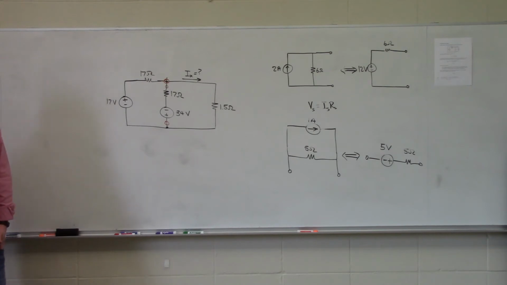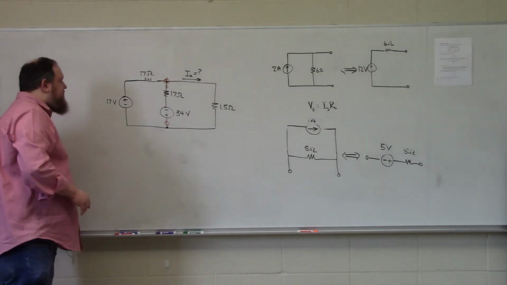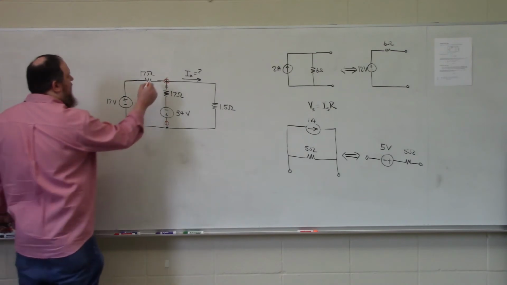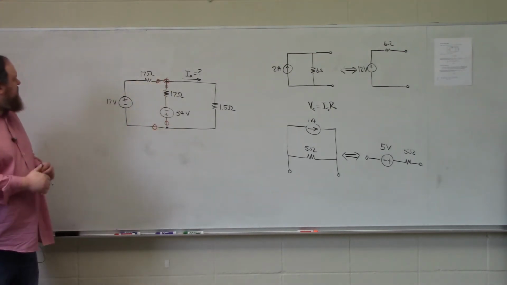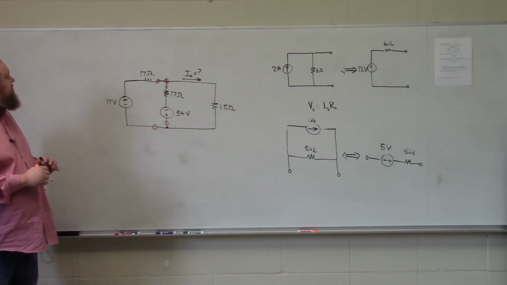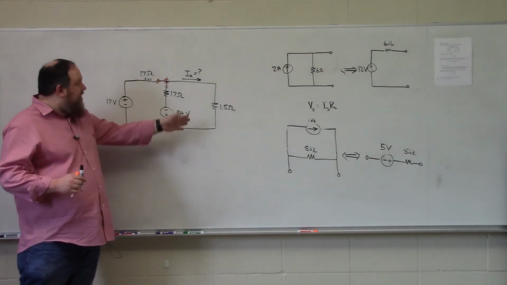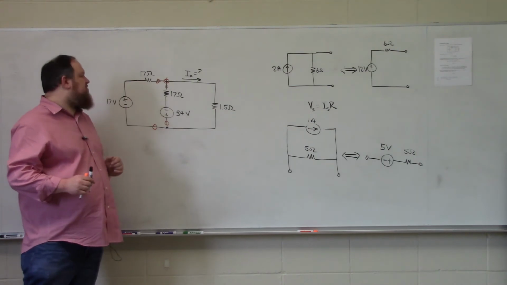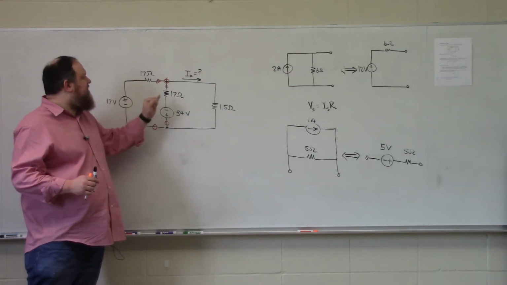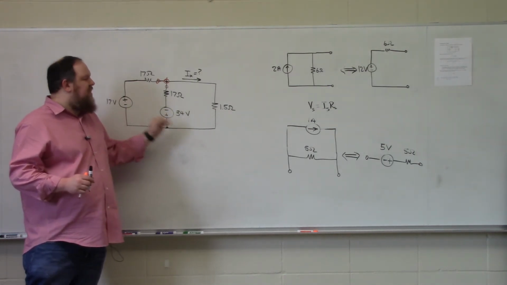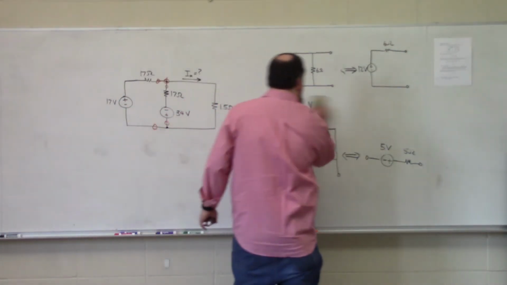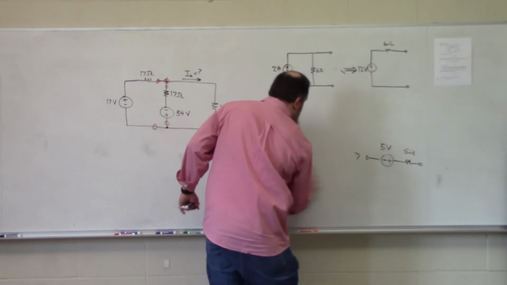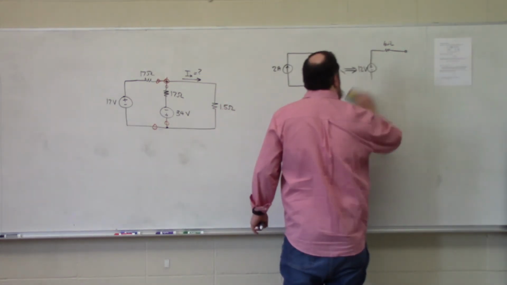But we could actually simplify it further, because if you'll notice, I now have a practical voltage source containing a 17 volt source and a 17 ohm resistor in parallel with a practical voltage source containing a 17 ohm resistor and a 34 volt source. So I can do transformations on my practical voltage sources now.